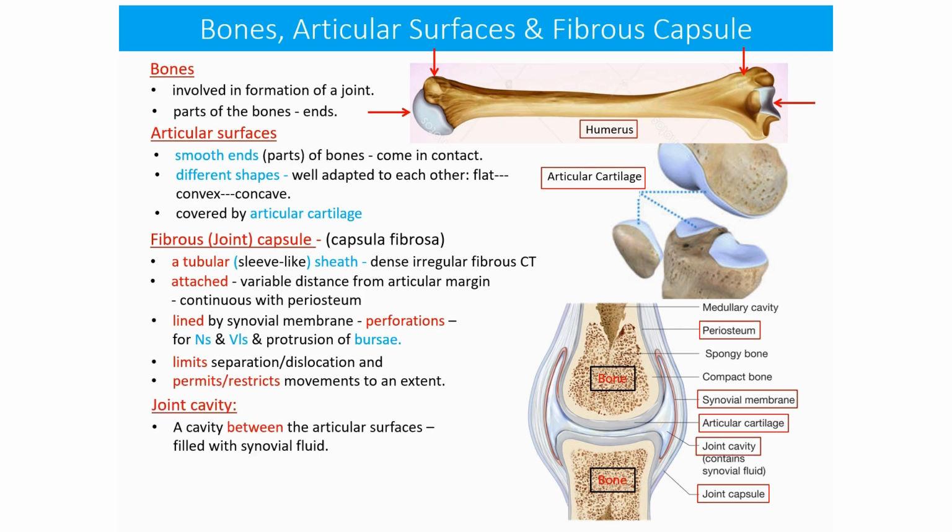Next is the joint cavity. It is a cavity between the articular surfaces and is filled with synovial fluid, and may be partially or completely subdivided by an articular disc or meniscus.